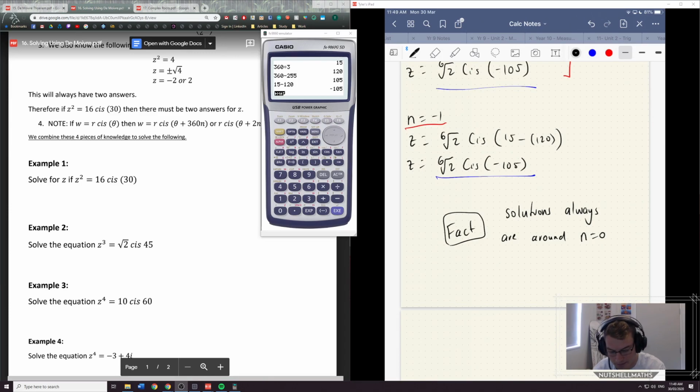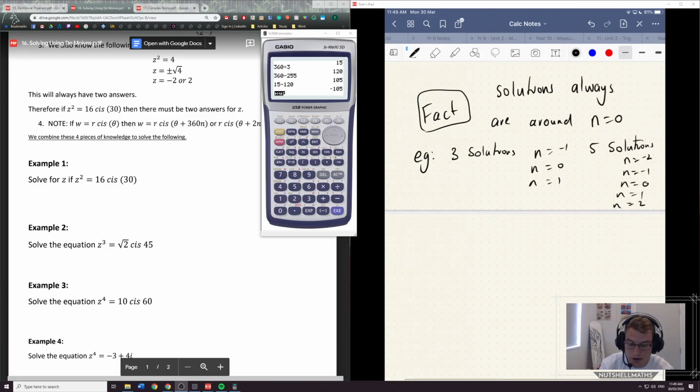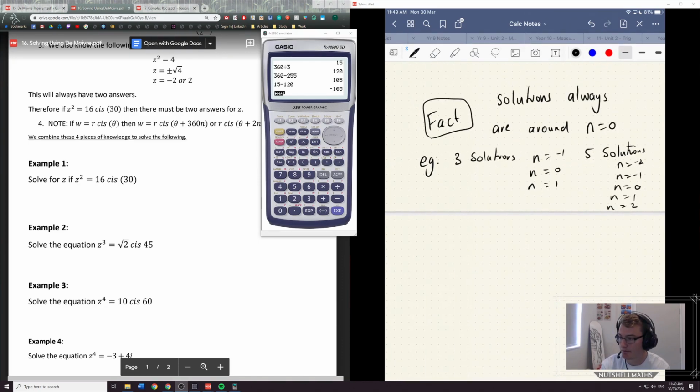What I'm trying to say is, e.g., if you have 3 solutions, you will always have n equals minus 1, n equals 0, and n equals 1. If you had 5 solutions, you will always have n equals minus 2, n equals minus 1, n equals 0, n equals 1, n equals 2. I know that's getting really, really small. But it will always pivot around n equals 0.